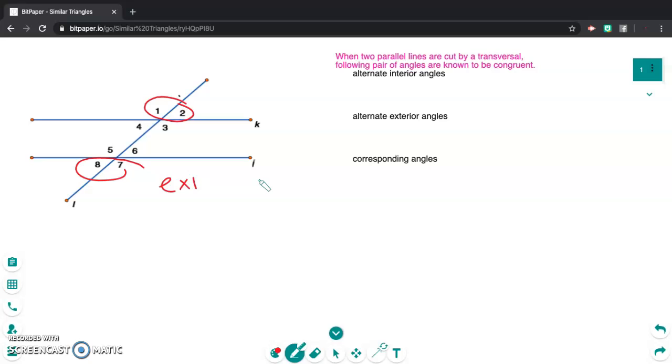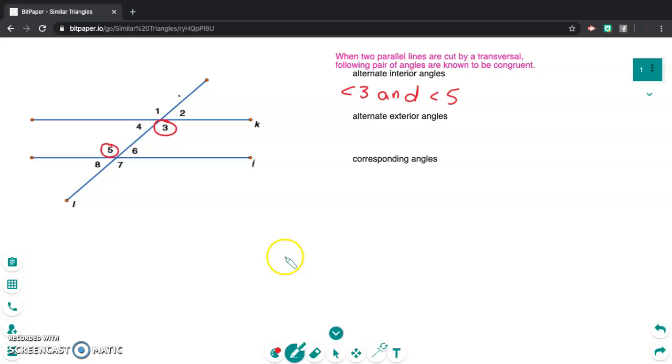So let's go ahead and jump right into it. For alternate interior angles, those are the angles that are on the inside of the two lines that we call parallel lines. But when we use the word alternate, we're talking about them being on opposite sides of the transversal L. So the first pair of alternate interior angles we'll talk about is angle 3 and angle 5. These two angles are congruent. So you have angle 3 and angle 5.